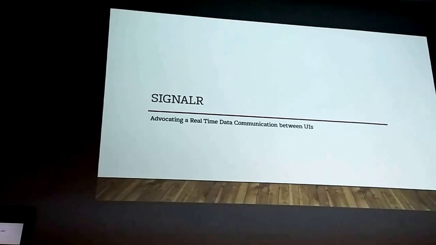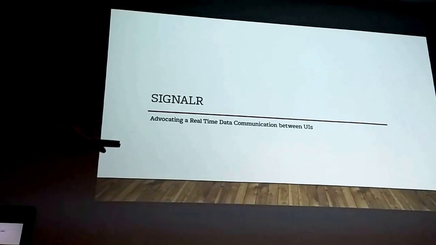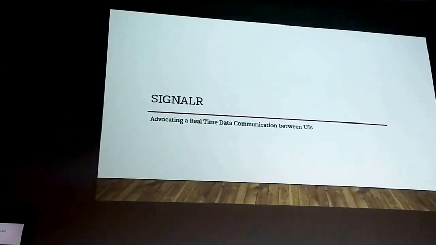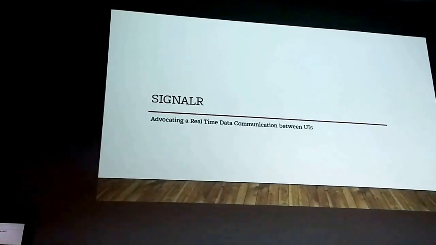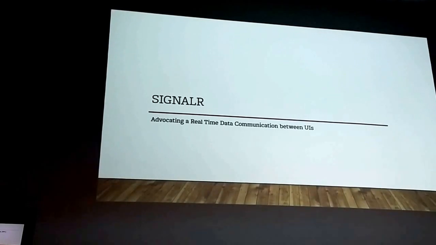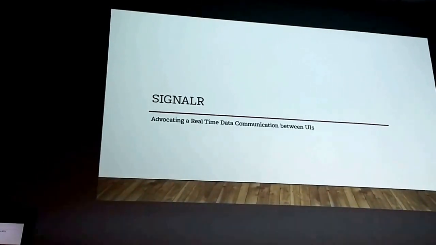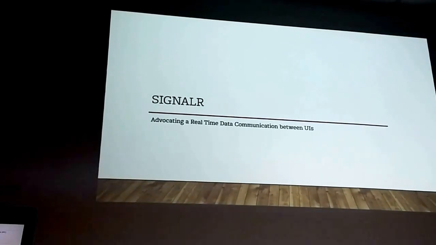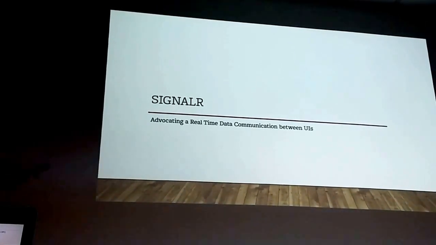For example, if one person decides that he wants to like a post, that's how Facebook works now. You like a post and somebody else immediately sees a notification. So that is actually a two-way communication. Okay, so basically SignalR is advocating real-time data communication between UIs. That's my understanding of what SignalR is, the value of SignalR.